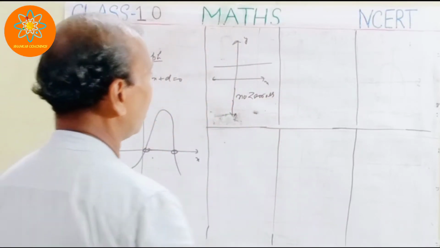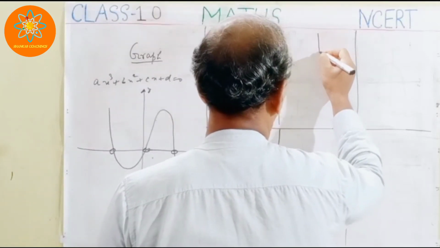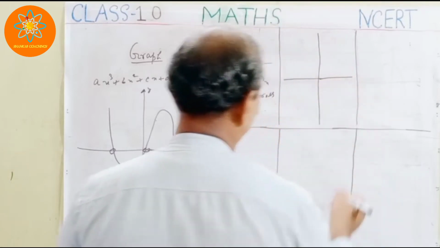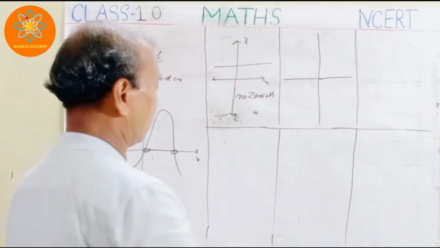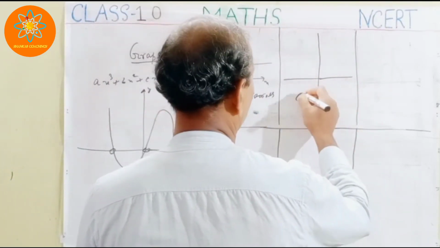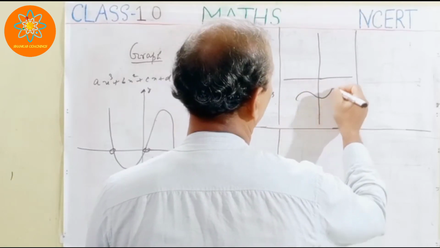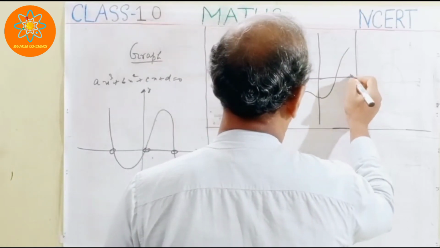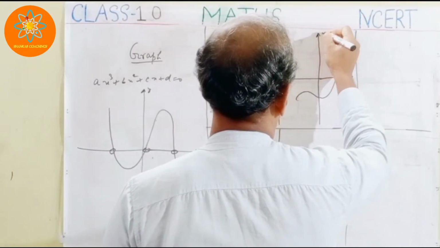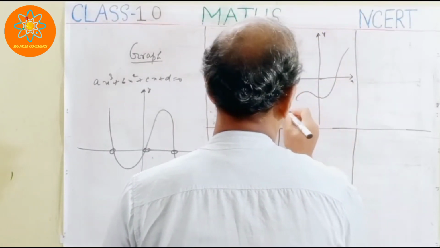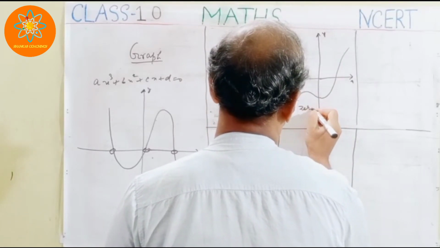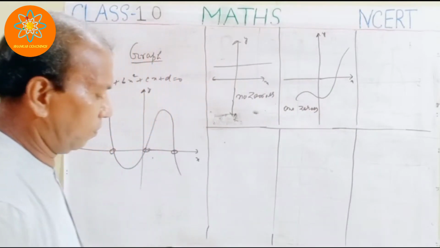Now see one more here, and let us find how many zeros are there. Let's suppose the graph is something like this. How many zeros will there be? It cuts only at 1 point. So 1 zero will be there.